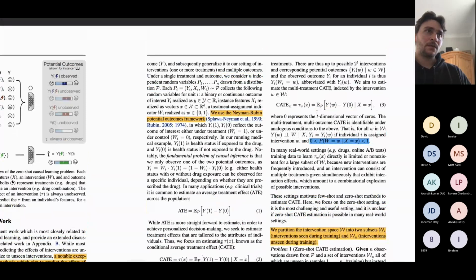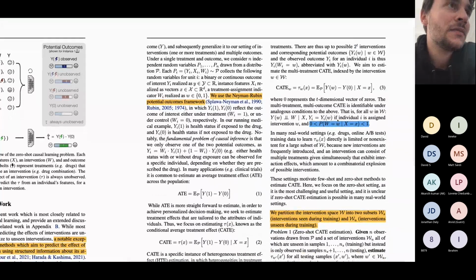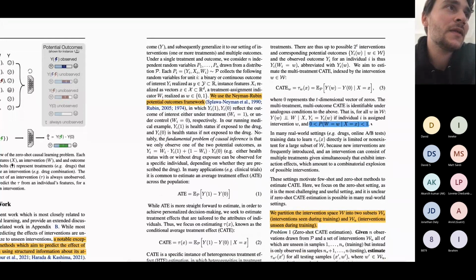So yeah, they just extend it so Y can be a vector instead of a scalar, and then W can have many more outcomes, 2 to the T outcomes. The main assumption they still have to make is the overlap assumption, which is that any of the 2 to the T treatments, so any combination of drugs, might be administered to the patient. There's a non-zero probability of that happening.